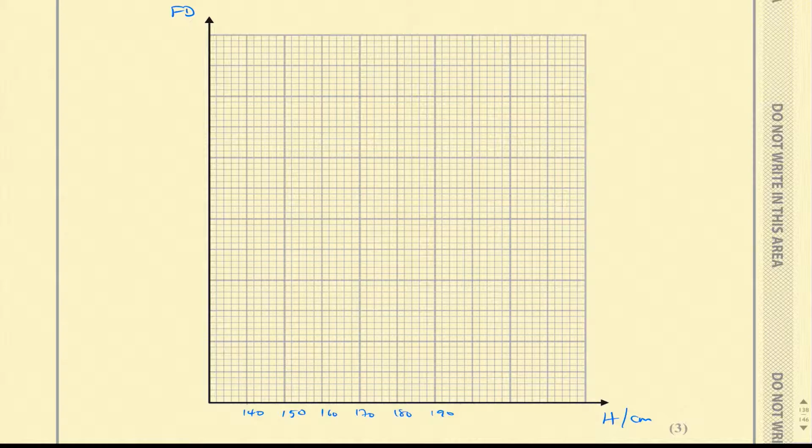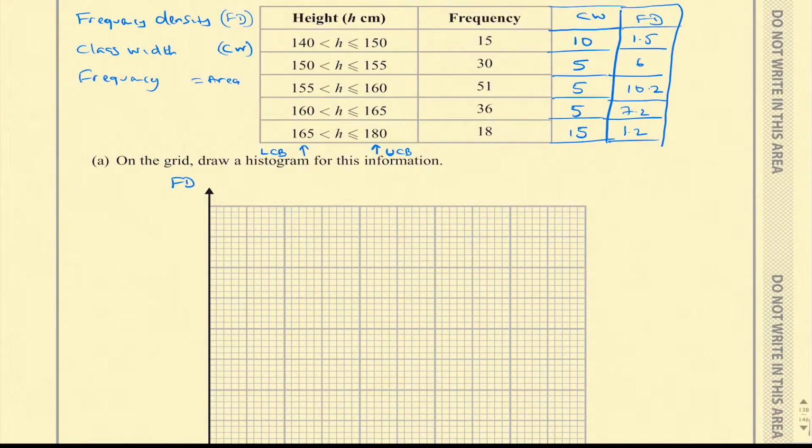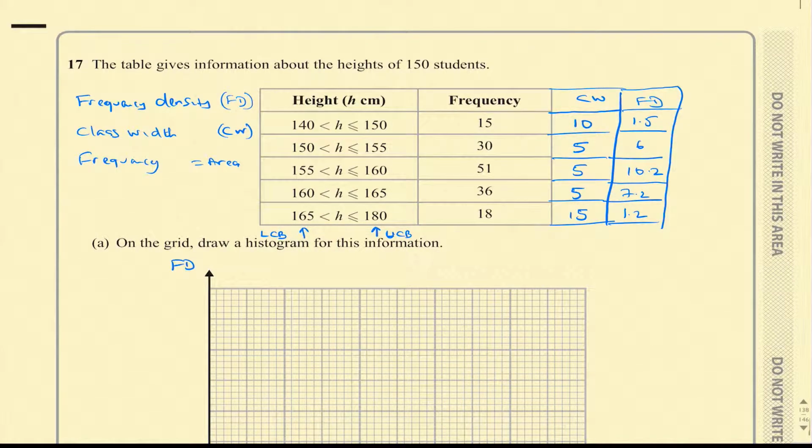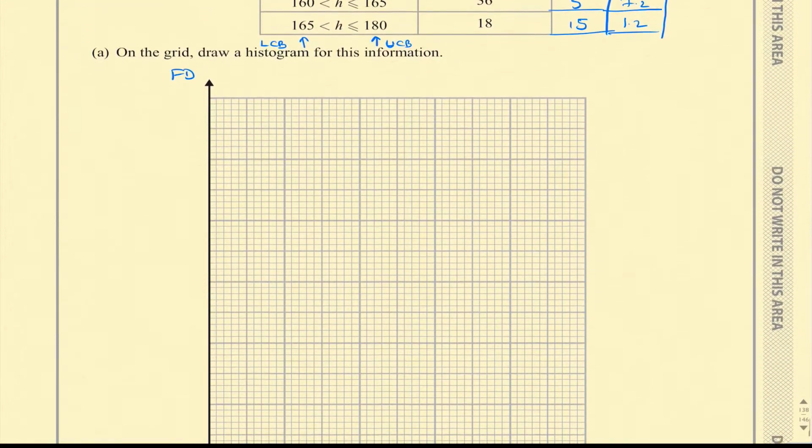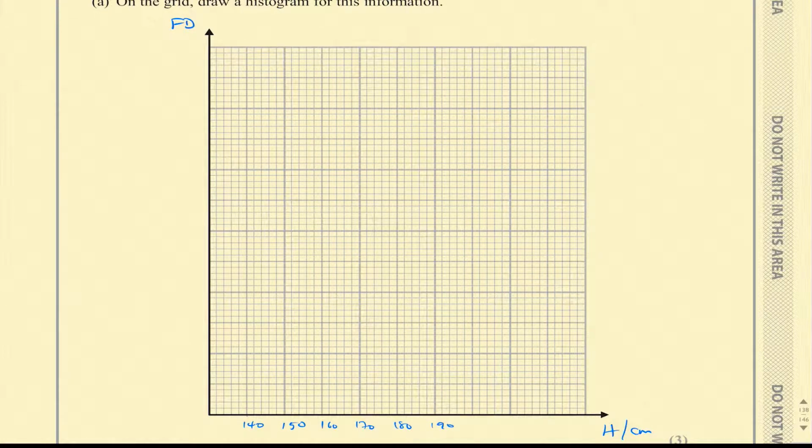And I also need to work out the height axis, so I'm going from 1.2 to 10. So 1, 2, 3, 4, 5, 6, 7, 8, 9, 10, 11. So each little square is 0.2. That means 1 divided by 5 is 0.2.